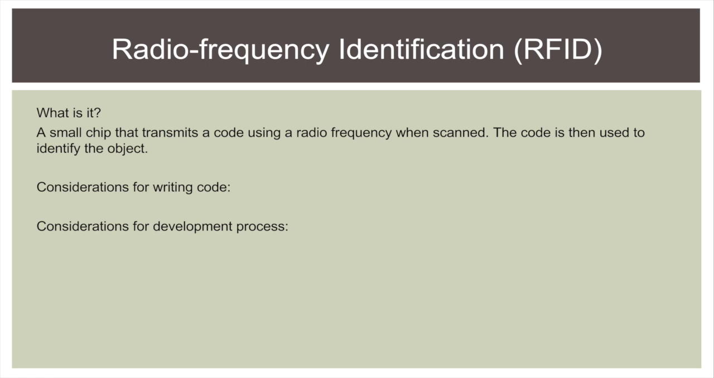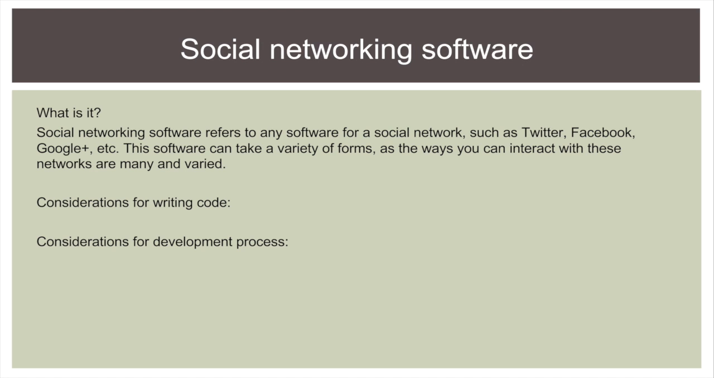RFID chips are a small chip that transmits a code using a radio frequency when scanned. The code is then used to identify the object. And social networking software refers to any software for a social network, such as Twitter, Facebook, and Google+. This software can take a variety of forms, as the ways you can interact with these networks are many and varied.